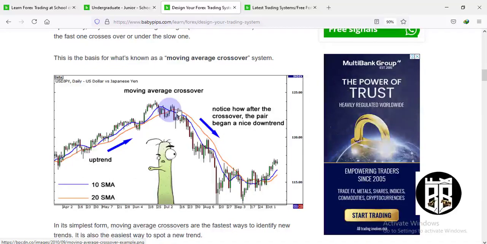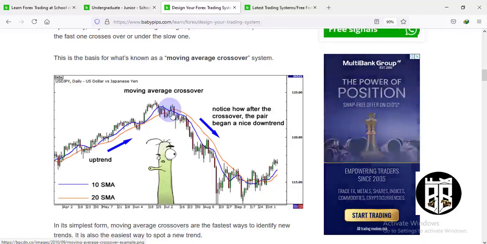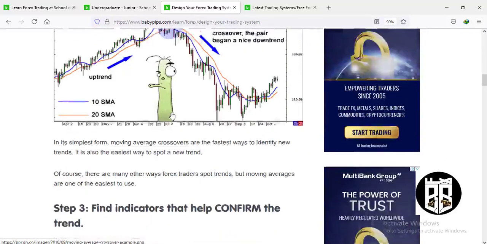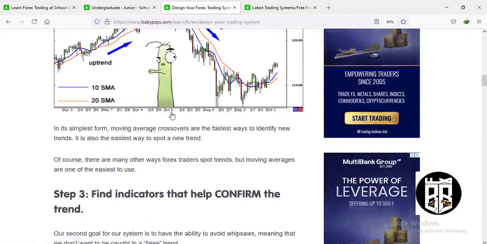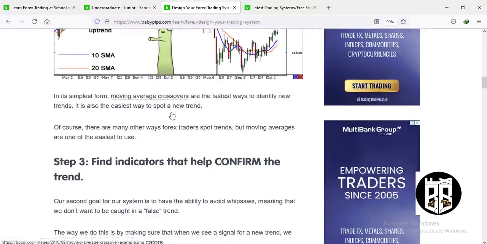So once they cross, if the blue line crosses over to the downside of the orange, you know it's a downtrend. When the blue line crosses to the top, you know it's moving. So it helps you to be able to spot trends when they're about to occur, when they're about to pick up.